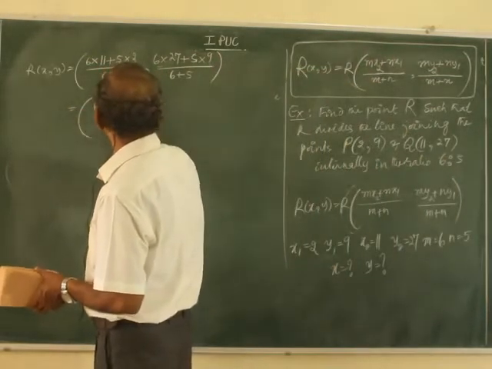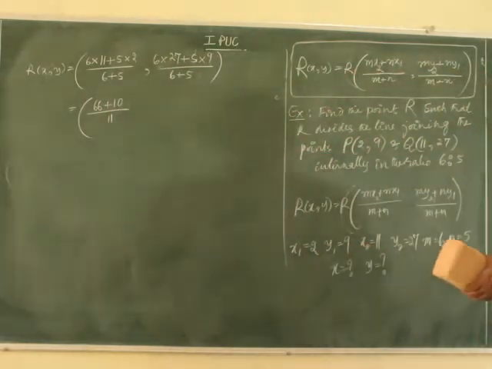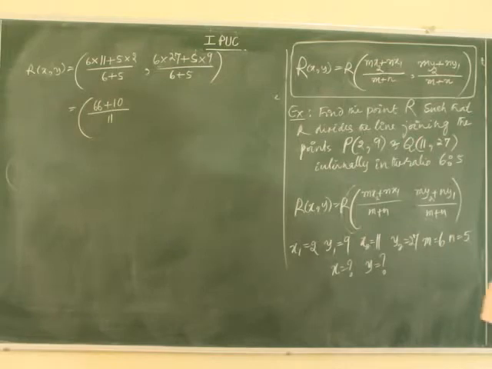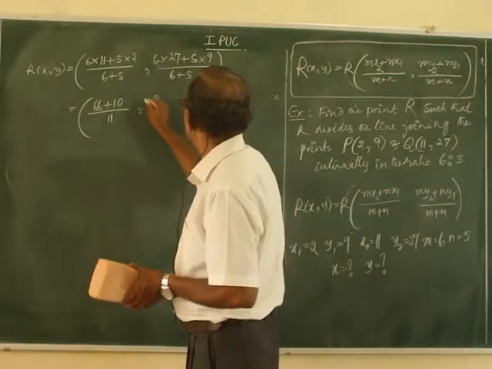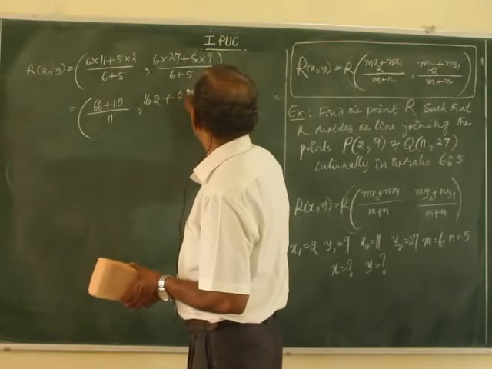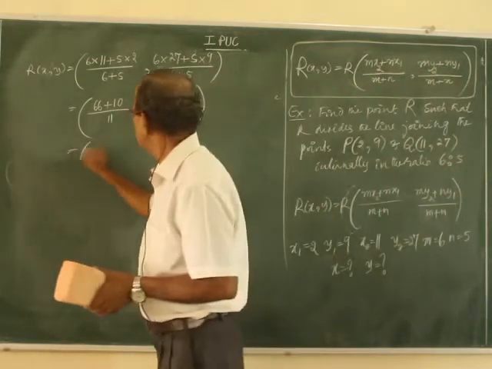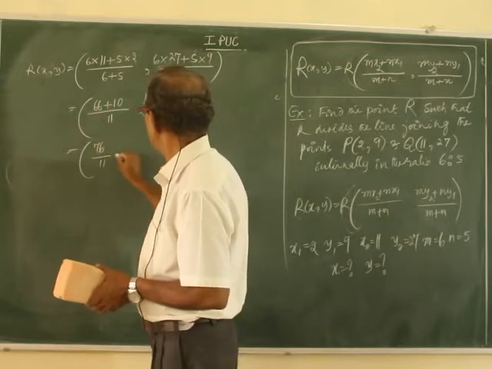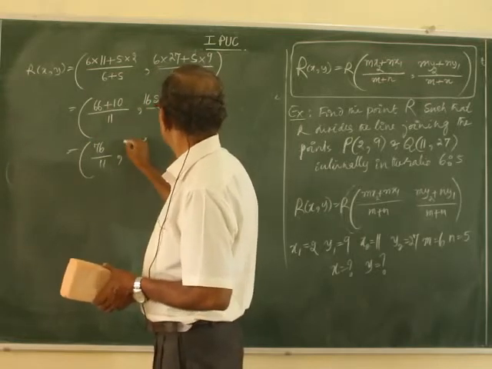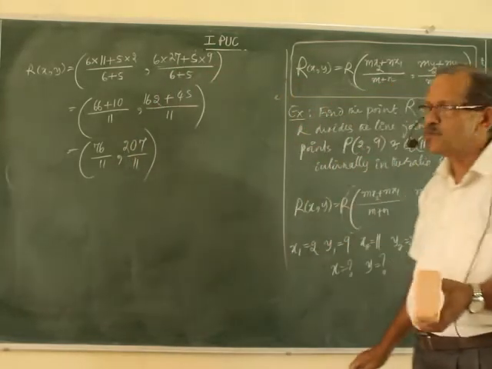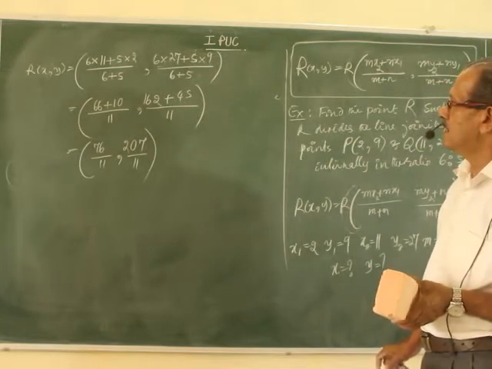66 plus 10 by 11. Correct, no? 162 plus 45 by 11. Equal to 76 by 11, and 207 by 11.